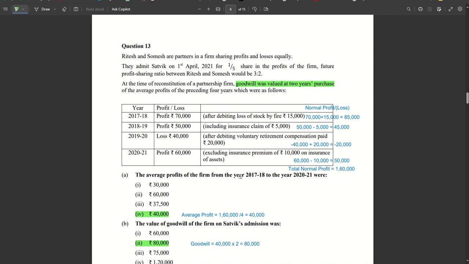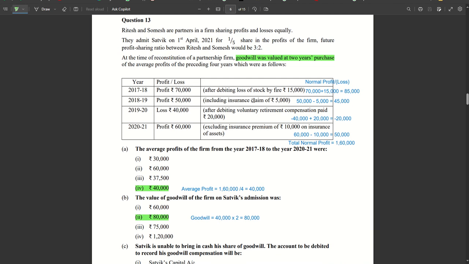Okay, so this sum is based on the valuation of goodwill where we have the profits given for the 4 years and we have the adjustments, and we have done the calculation to calculate the normal profit or loss for a given year. For the first year, the loss of stock by fire has already been debited, so we have to add that back because it's an abnormal loss. Similarly, insurance claim is included here. That's an abnormal gain that has to be excluded.